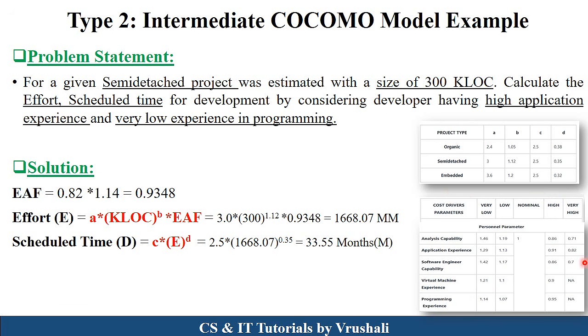See here in this particular table, application experience is very high, so the value is 0.82. Now, low experience in programming, very low. So, see here, programming experience is low, so the value is 1.14. After that, you need to multiply those values.